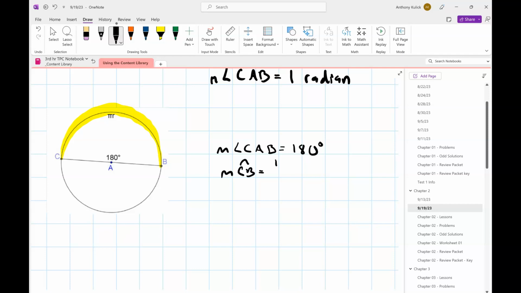Well, it's going to be half the circumference of the circle, right? And how do you do the circumference of a circle? What's the formula for that? Well, it's 2 pi r. So our arc measure should be pi r. Everybody's okay with that?